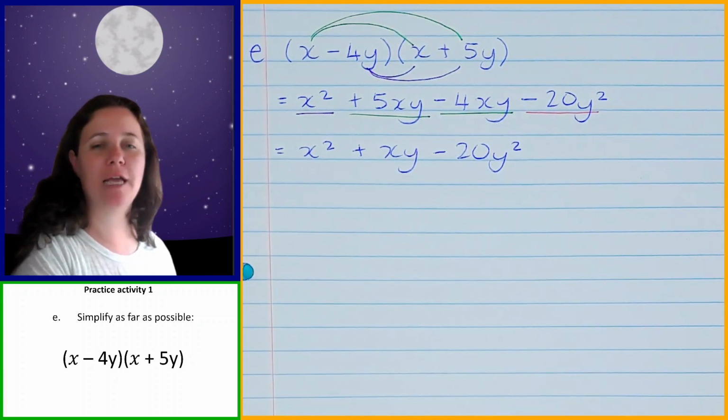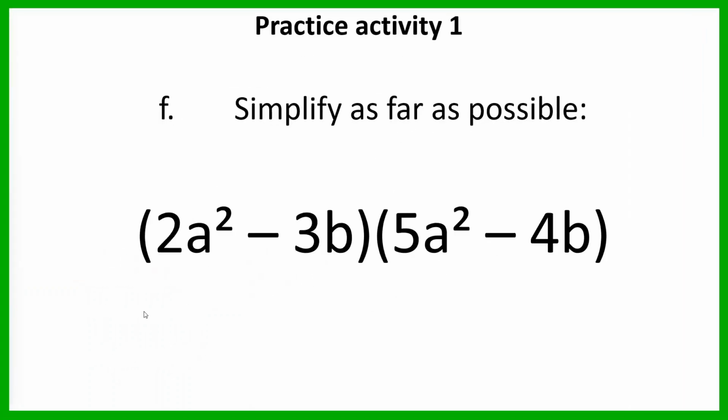Now we're going to go on to question F. You've got 2a squared minus 3b multiplied by 5a squared minus 4b. I'm going to give you 1 minute for this one as well.